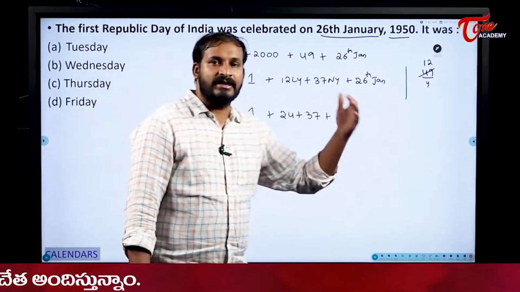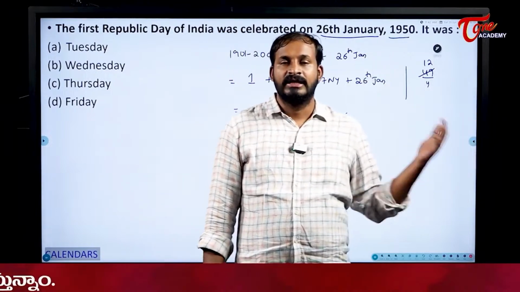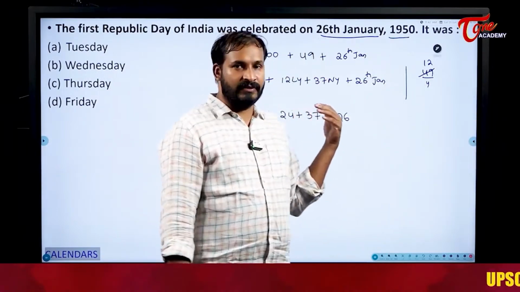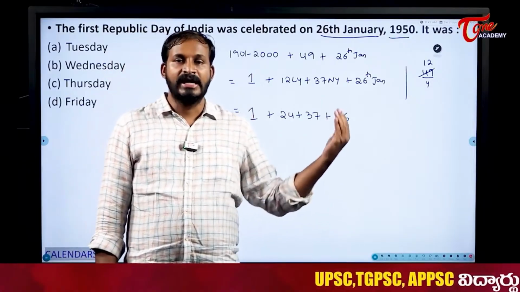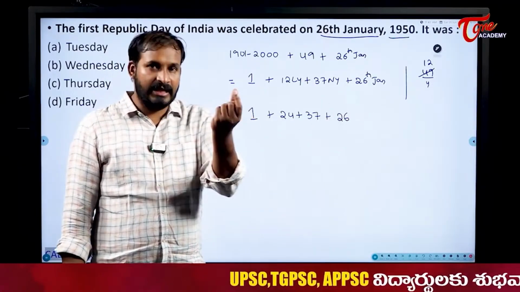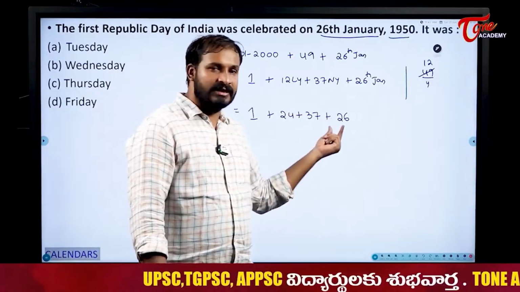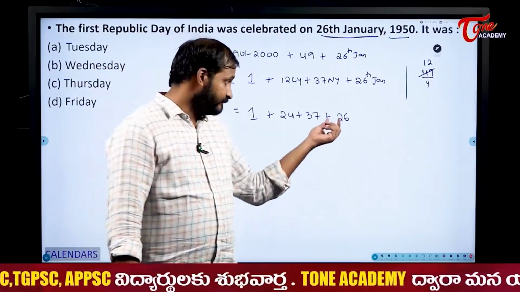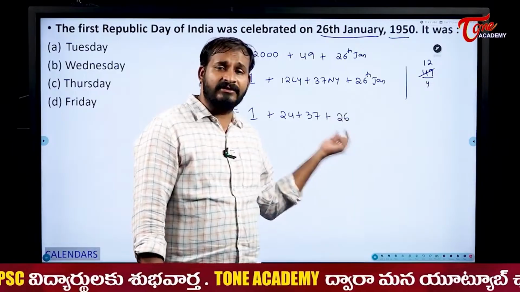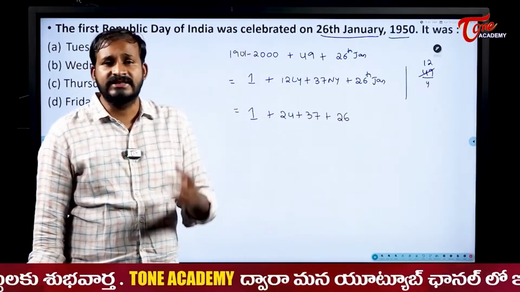Earlier we found dates in the months of June, April and so on, right? In those cases what we did, if we are finding a date in the month of June, we used to write the codes up to May and directly write the day in the month of June. Here also similarly. January is the first month, there are no previous months. So directly I am writing the day in the month of January, that is 26.